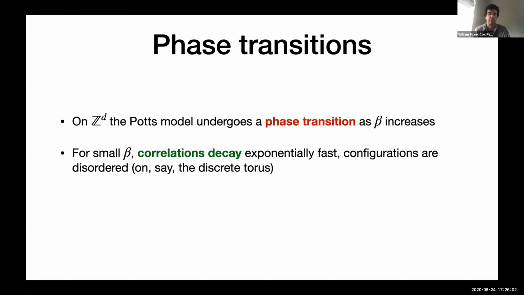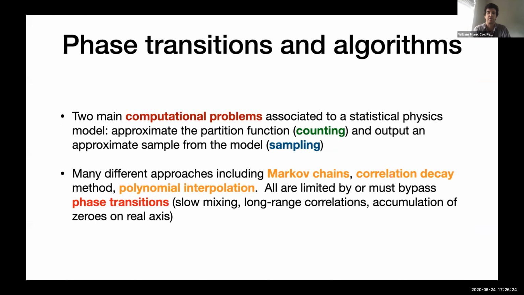Now, what are the computational problems precisely? The two main computational problems are to approximate the partition function or to approximately sample from the model. And this whole field actually was a topic of workshop one in STOC. So if you're interested, please do watch those videos. There are some interesting talks there. And there are many different approaches to approximate counting and sampling: Markov chain Monte Carlo, the correlation decay method, Barvinok's polynomial interpolation method. But all of these methods are somehow limited by phase transitions, or you might have to bypass the phase transition phenomenon. And so that's what we'll talk about here.